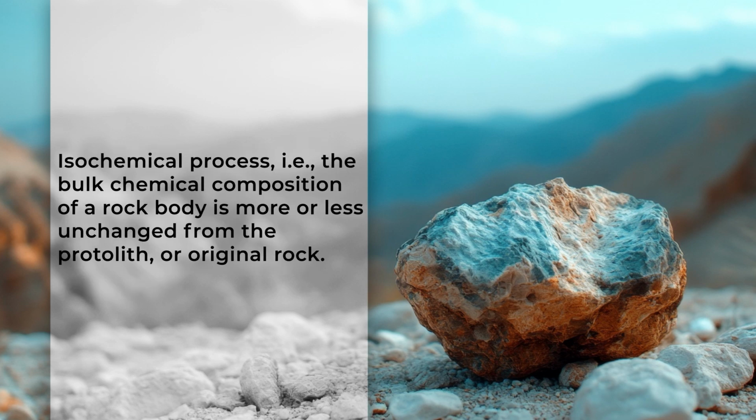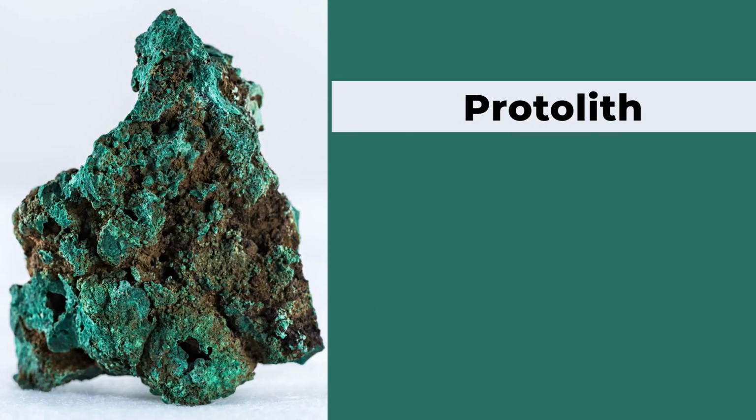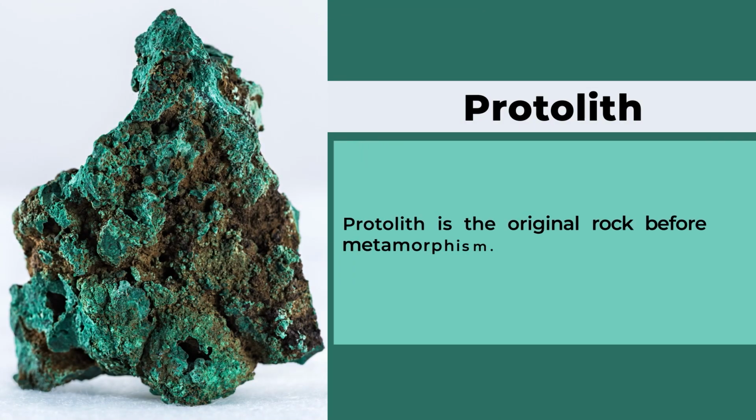Now, this is an isochemical process. That means the bulk chemical composition of a rock body is more or less unchanged from the protolith or the original rock. That means, by and large, the composition remains same, but there can be change in certain aspects like texture or structure, etc. Now, what is the meaning of the term protolith? Protolith is the original rock before metamorphism.